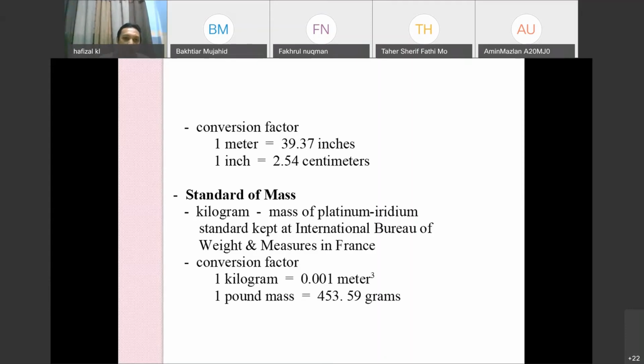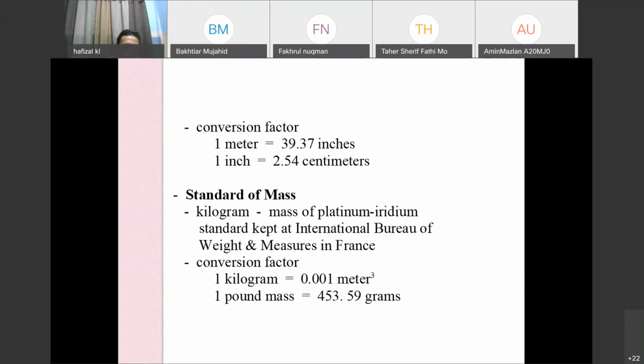Okay, in terms of mass, in terms of length, okay? And then the conversion unit from the meter to inches. This one we have not covered the American unit, but the American unit they use yard, mile or something. So we in Malaysia basically use a British unit, which is the standard unit.